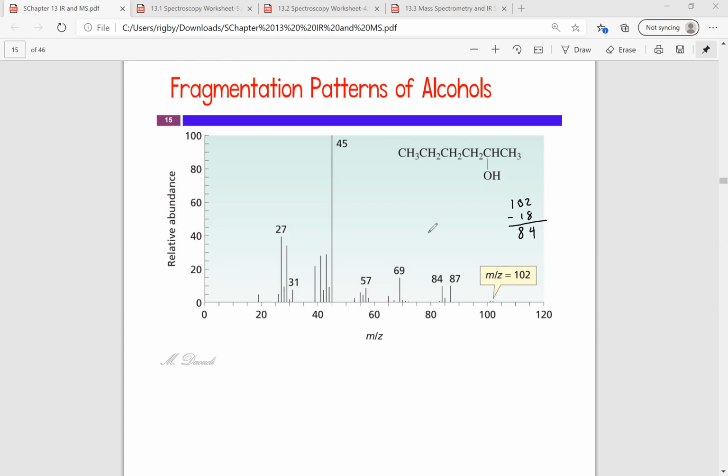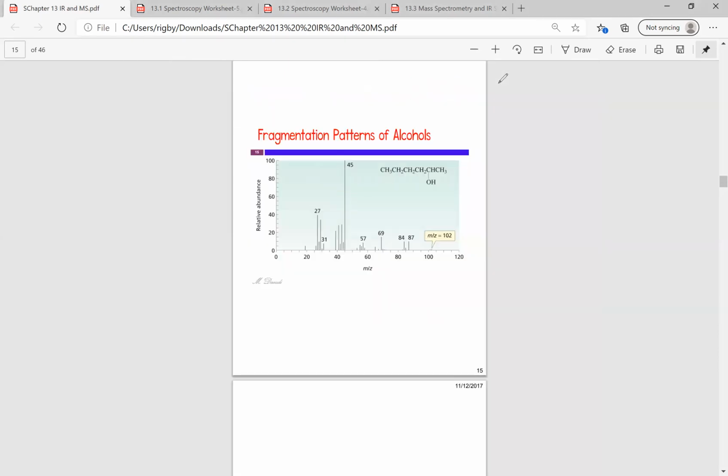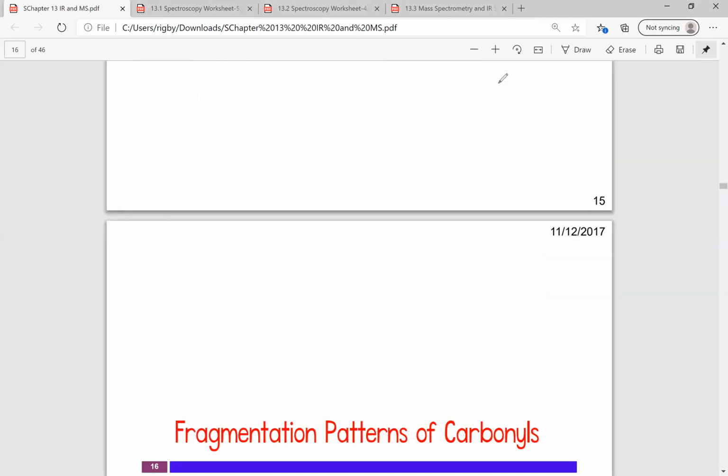Something like that. But then we see here, oh, look, here's our peak at 84. That peak of 84 results from the loss of this OH and then one of these hydrogens right here. So that tells me we have an alcohol. All right? Okay. So now we know 4 things.